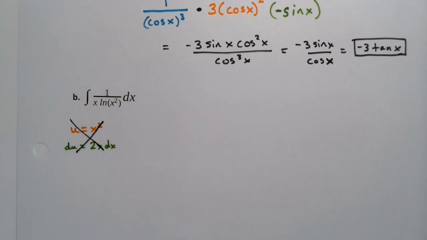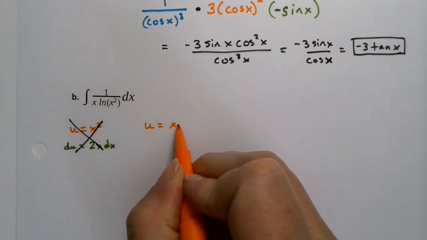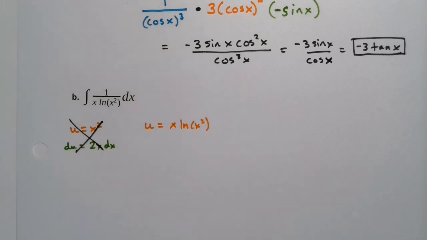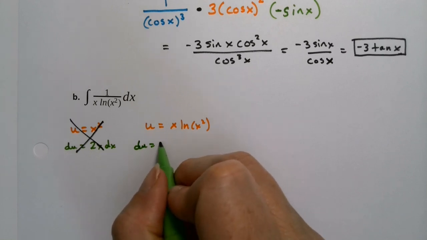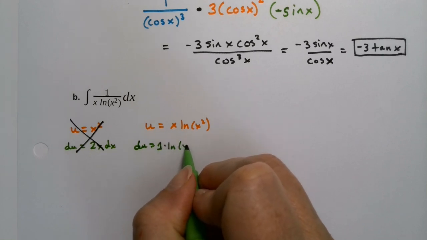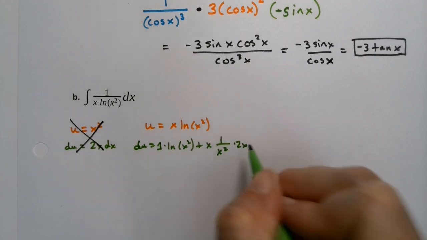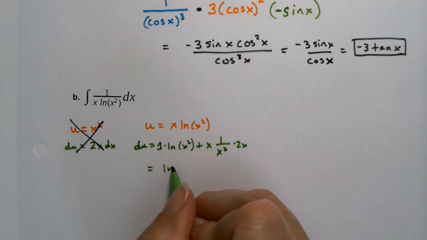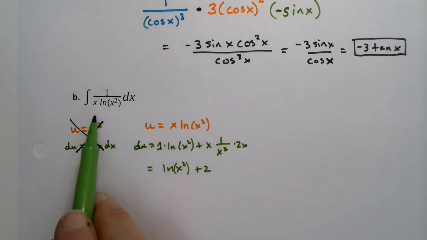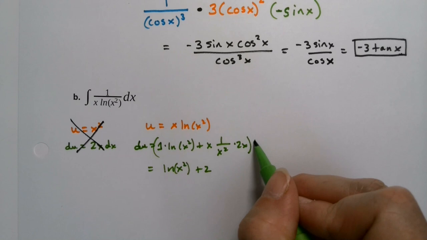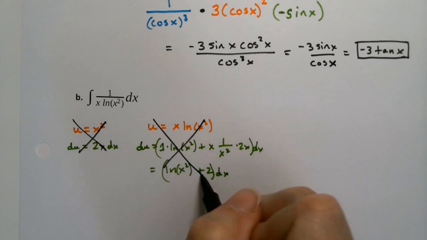All right, so then you think, well, okay, it's 1 over all of this. So let me try u equals x natural log of x squared. All right, well, then the derivative would require the product rule. It'd be 1 times the natural log of x squared plus x times 1 over x squared times 2x, which would be the natural log of x squared plus 2. That's not in the problem anywhere. Oh, all times dx, right? Boo. That didn't work either.